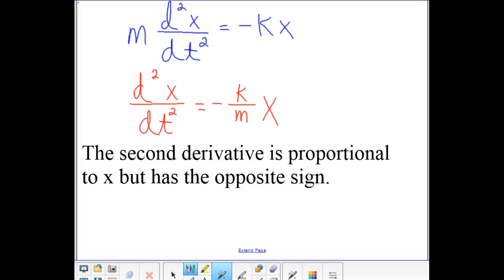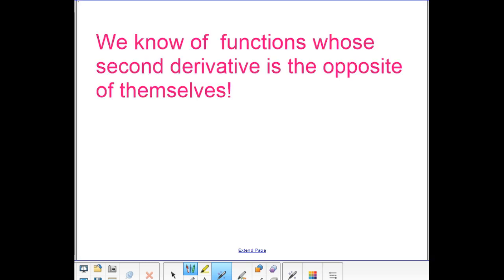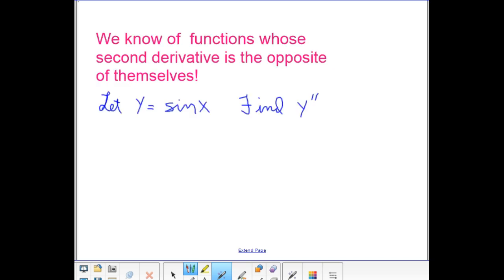Yes, but I'm looking for a specific function. The sine or the cosine. So we know the function whose second derivative is the opposite of itself, right? If I take the sine, the derivative of sine is the cosine, but the derivative of the cosine, or the second derivative, is the negative sine.